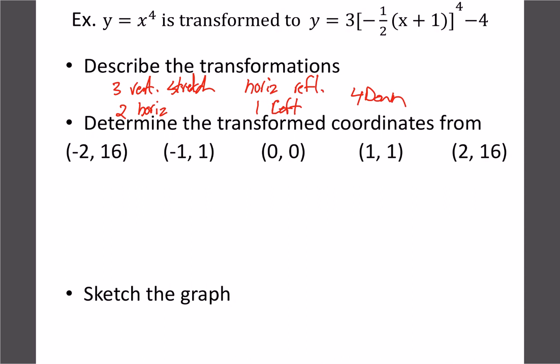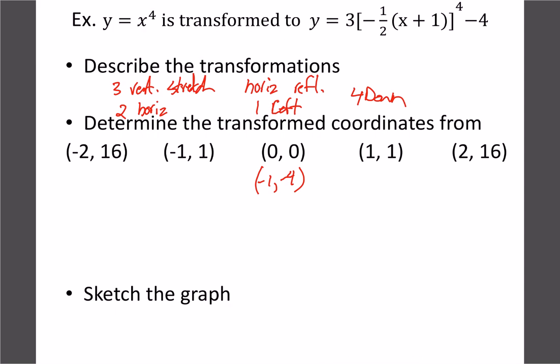If we take a coordinate, let's do these. If we do a 3 times vertical stretch, let's start with the 0, 0 one in the middle. So 3 times 0 would still be 0. 2 times horizontal would still be 0. Reflection is still 0, 0, so we're going to go 1 left, so that'd make it negative 1, and 4 down would be negative 4. Do the same thing with the other coordinates.